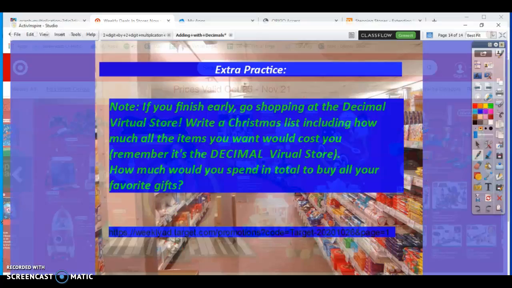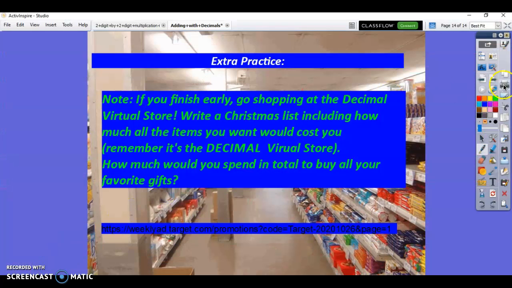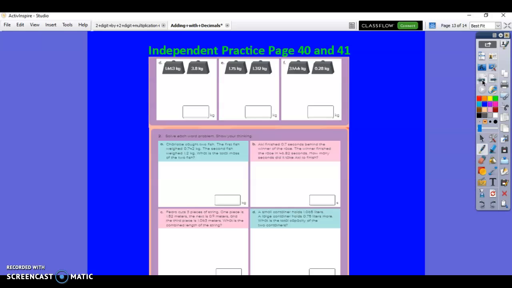So at this time, we're going to pause here and go over the exit ticket and independent practice, and then I'll see you soon.